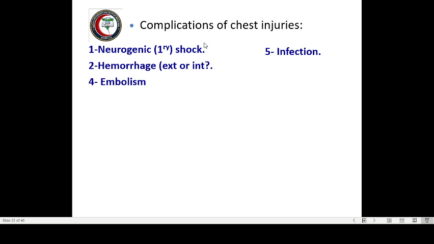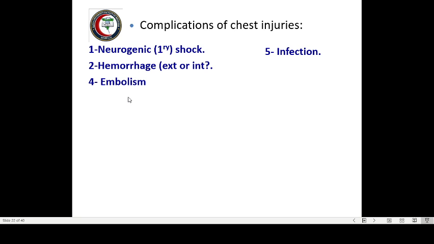Complications of chest injuries include neurogenic shock and hemorrhage. Hemorrhage may be external to the outside or internal, with blood collecting in the pleura and the pericardium, causing hemothorax and pericardial tamponade, cardiac tamponade. Embolism may occur.